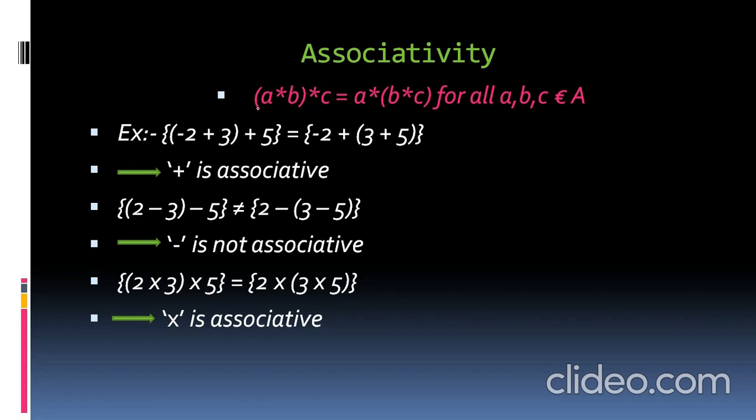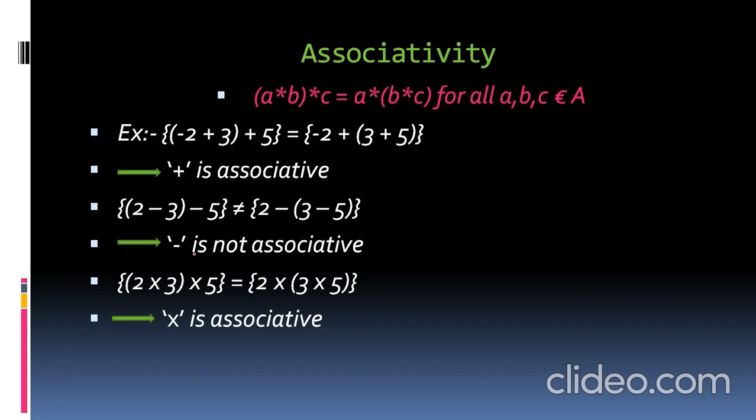If we apply the operation on A, B first, then C, or if we apply the operation on B and C and then A and the result of B and C, the result is the same. So here we can say addition is associative.